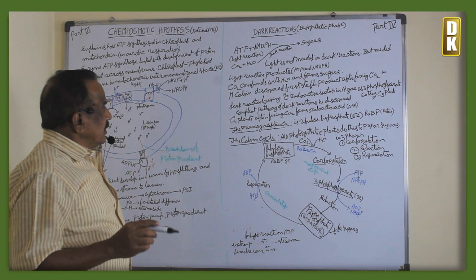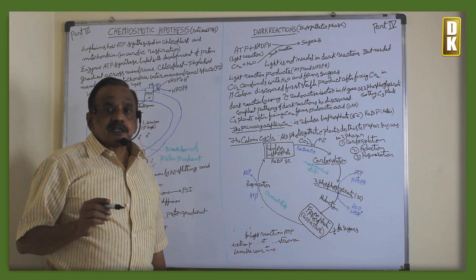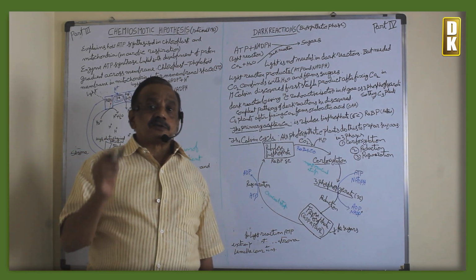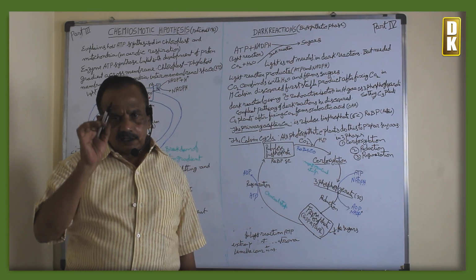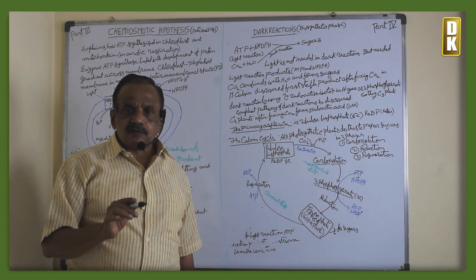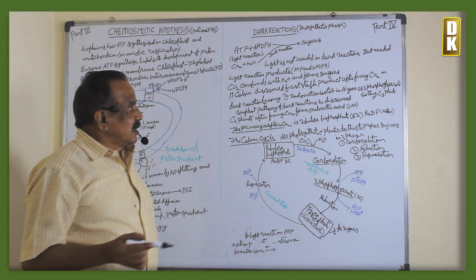Now we will see the C3 cycle. The C4 plants also have to do the C3 cycle for the producing of the sugars. Remember this point? I will cover that one in the C4 plants.